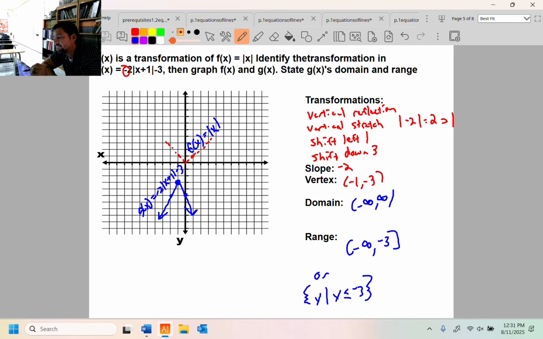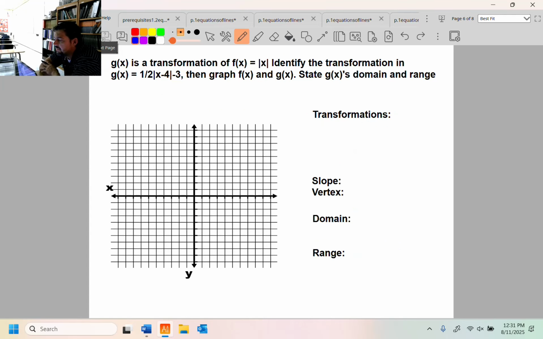That's what they are. Alright, g of x is a transformation of f of x equals absolute value of x, so let's go ahead and graph the mom function. Identify the transformations in g of x equals 1/2 of the absolute value of x minus 4, minus 3. I'm going to go ahead and graph first. Right 4, down 3. Slope is a half. Rise half a unit, run 1.